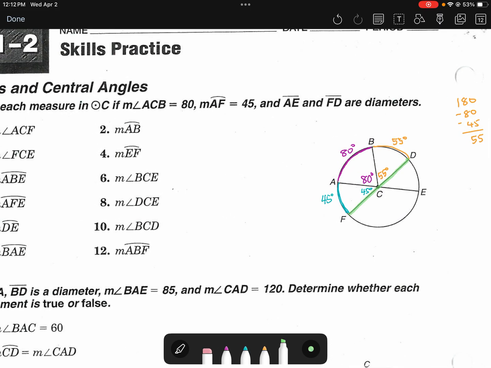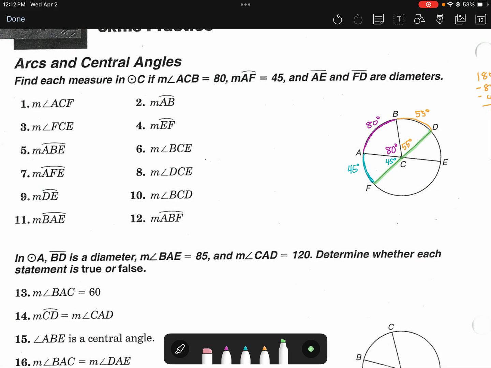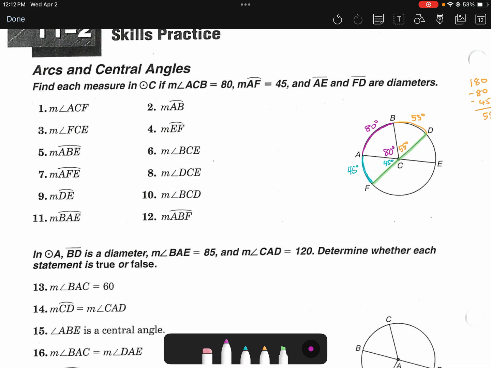Now we can answer some questions now that we have some information on our picture. Measure of angle ACF. That's going to be 45. Number 2, measure of arc AB. That's that purple arc. That's 80. Let's skip a couple, maybe go down to number 7.